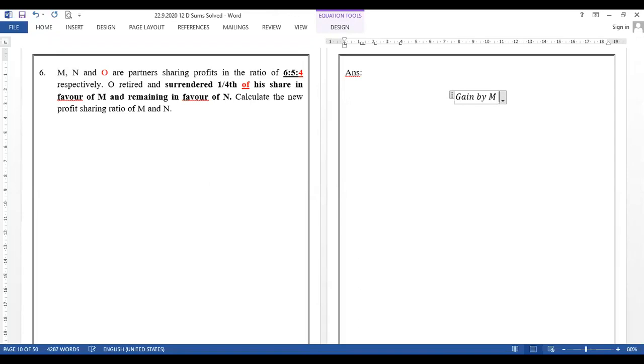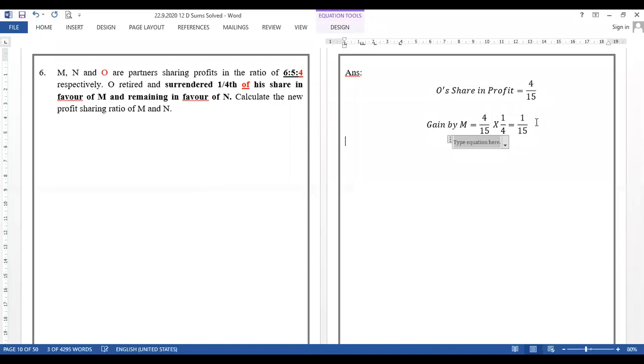Okay, but before I write the gain by M, let me write that the retiring partner is O. O's share in profit is equal to 4 by 15. Now out of this 4 by 15, we are told that O surrendered 1/4 of his share in favor of M, so I need to get 1/4 of this, so this will be 1 by 15, right?